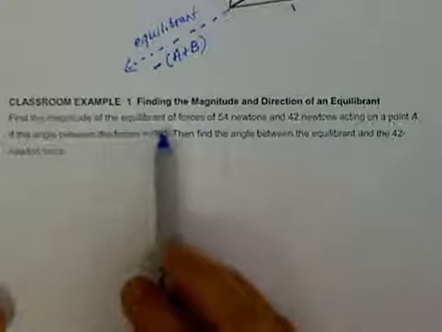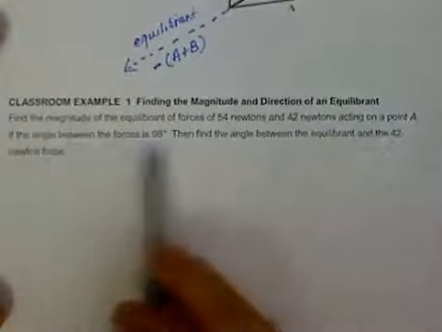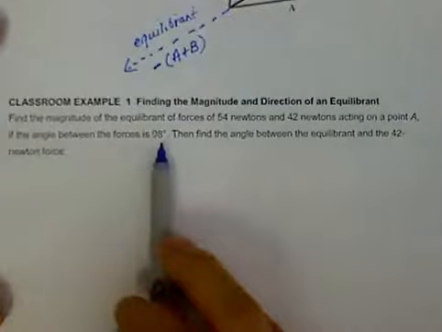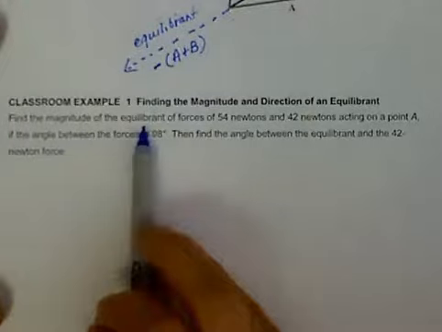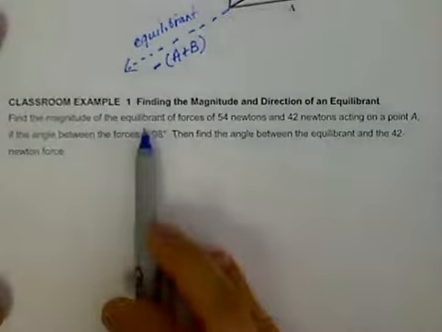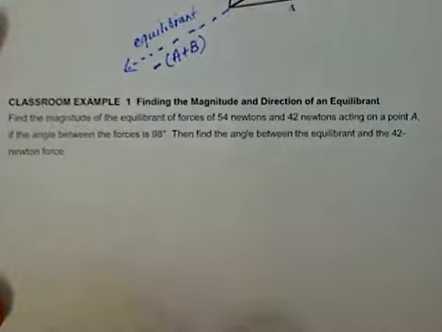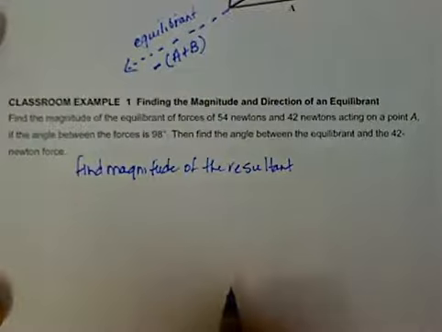In this example, we've got two forces, 54 newtons and 42 newtons. They're both acting on a point A. We know the angle between the two forces is 98 degrees. And what we're trying to find is the magnitude of the equilibrant. So really what we could do is just find the magnitude of the resultant vector. The magnitudes of the resultant and the equilibrant are going to be the same. This is really what we want to do to start with, is find the magnitude of the resultant.